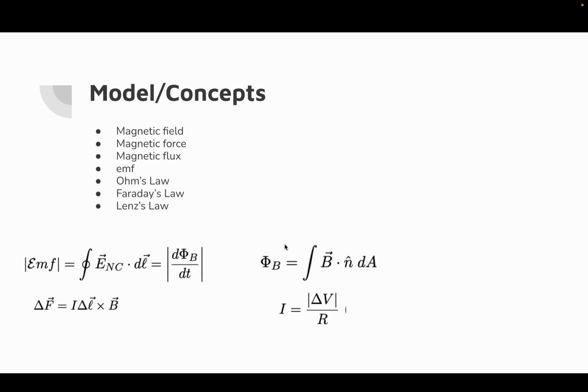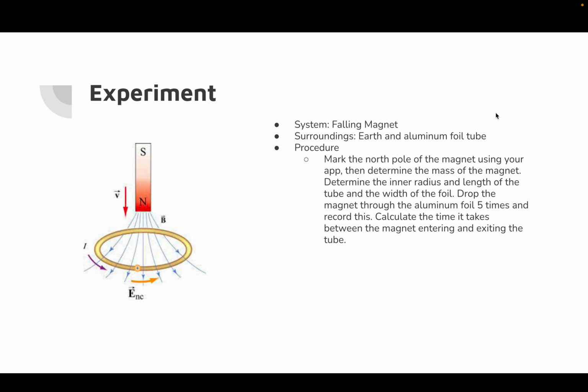Magnetic flux is given by the integral of the magnetic field times the normal vector to the surface times the area. And Ohm's law, one way to write it, is I equals the change in potential difference all over R. As far as the experiment goes, the system is the falling magnet, and the surroundings are Earth and the aluminum foil tube.